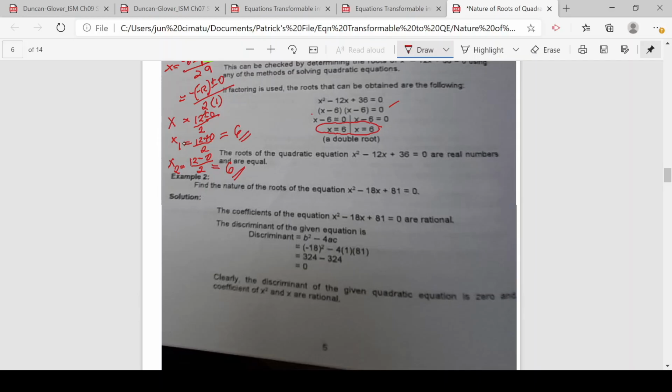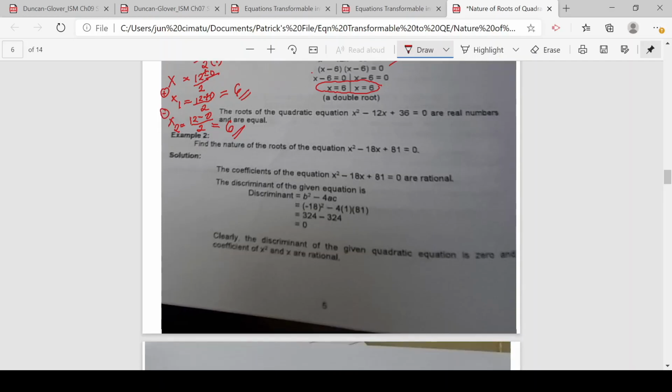So, ito yung x1. Pagka ginamit mo ay yung positive. X2, pagka ginamit mo ay yung negative sign. Ito, another, x square minus 18x plus 81, 0 na naman. So, ano ang roots niyan? Ang roots niyan ay negative b. Ano yung b? Negative 18. I-include yung negative kasama yan. Yan yung b.